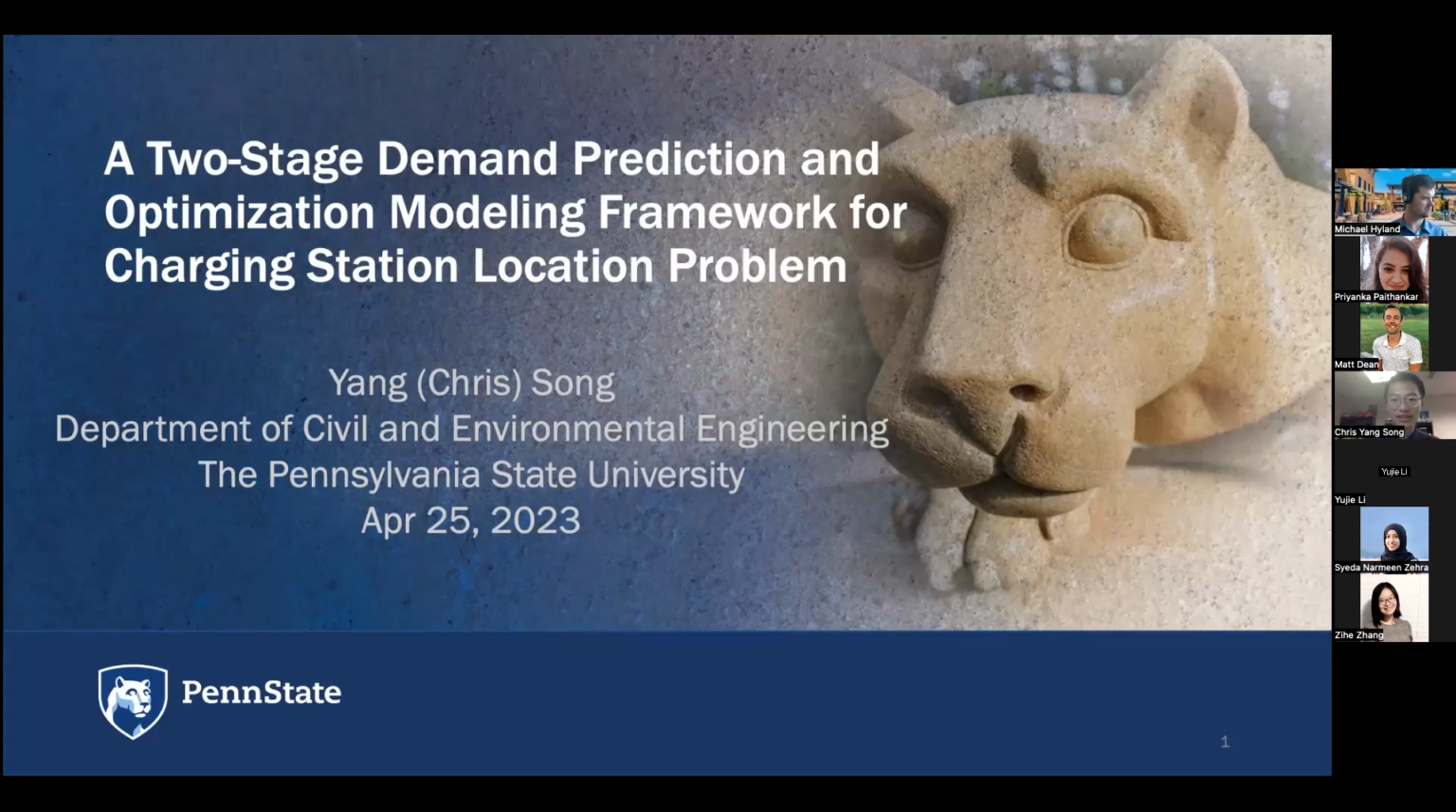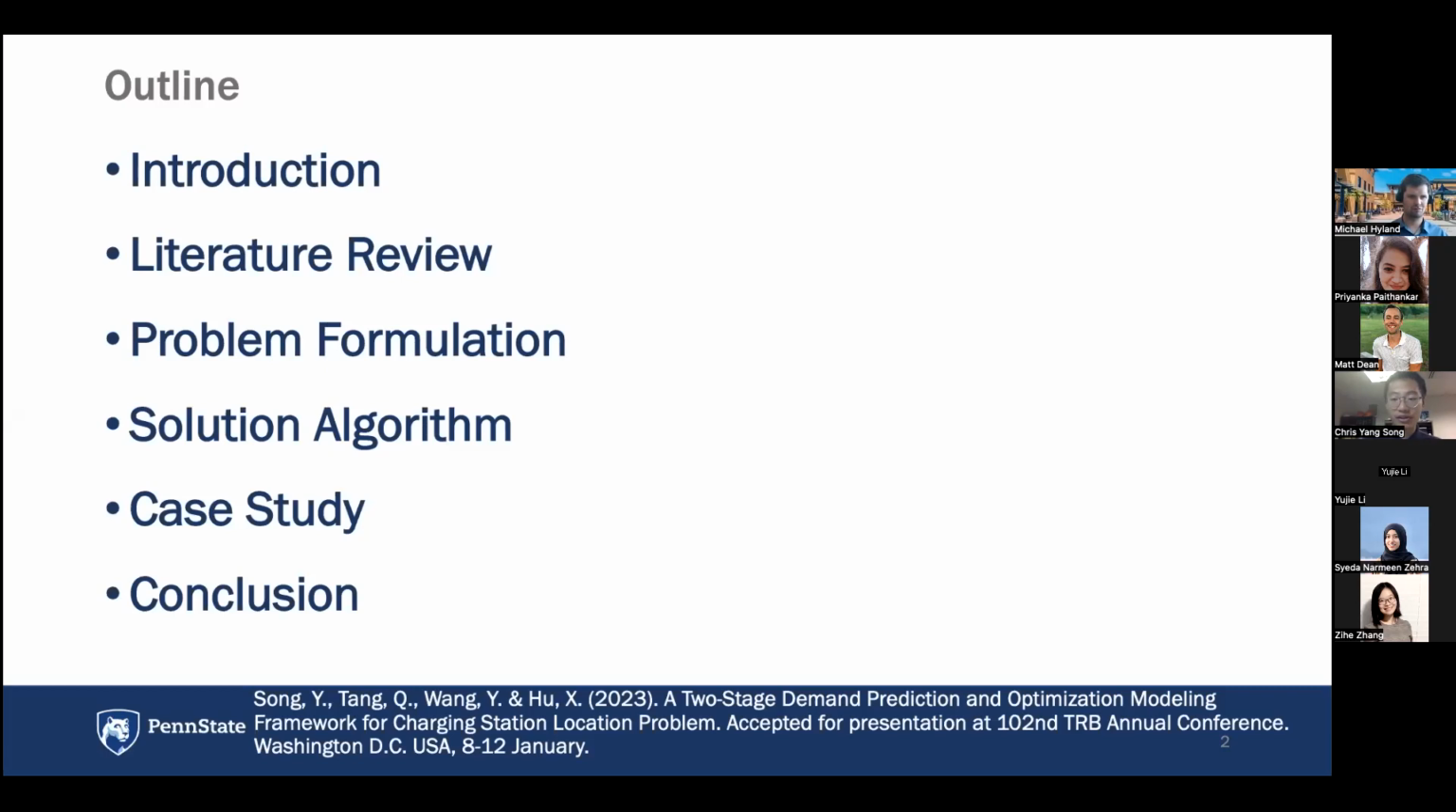Today, I'm happy to present one of my research projects, a two-stage demand prediction and optimization modeling framework for the charging station location problem. I will introduce this research in the order of introduction, literature review, problem formulation, solution algorithm, case study, and conclusion.